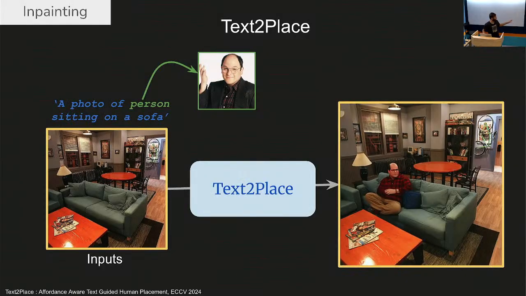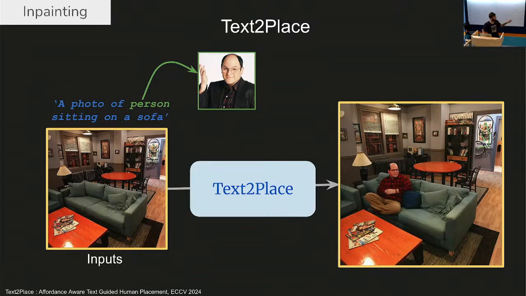You pass it through our model, Text to Place, and you get that person realistically inserted, sitting. You can see the size of the person is well matching with the sofa, and it's looking very realistic.